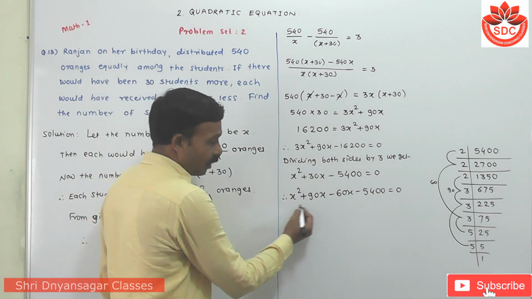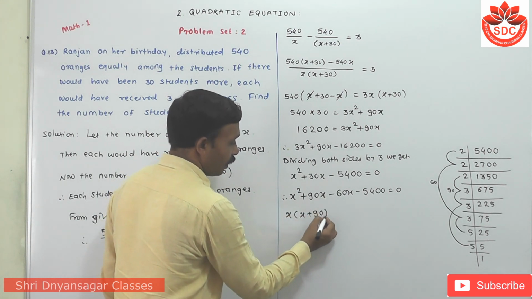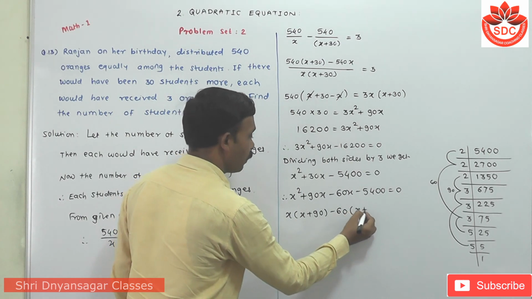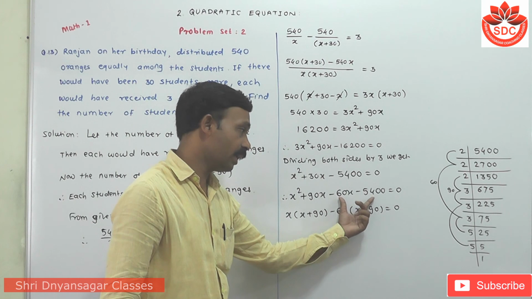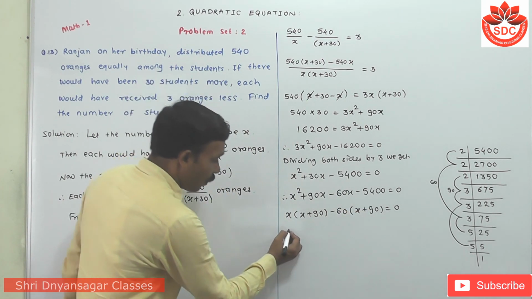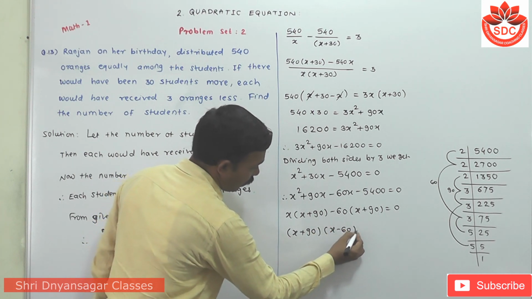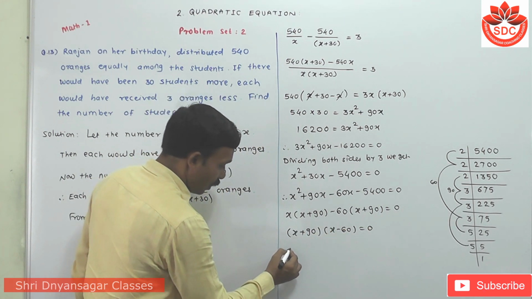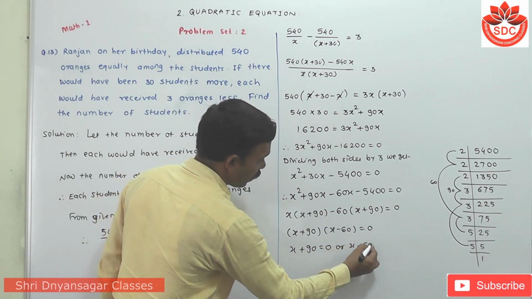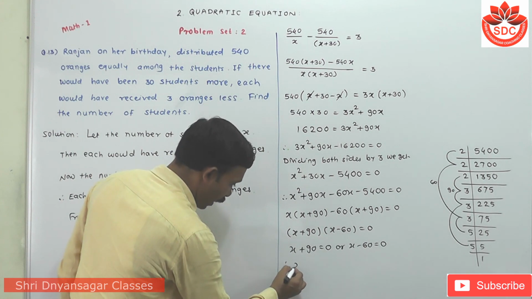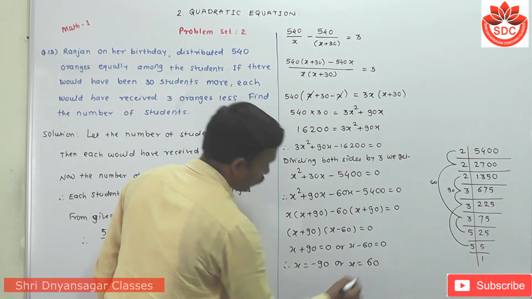Then make groups of the two terms: x in bracket x plus 90, minus 60 in bracket x plus 90 is equal to 0. When we multiply this minus 60 to this whole bracket, we get this value. Then take common bracket first, that is x plus 90. Another one is x minus 60 is equal to 0. Means x plus 90 is equal to 0 or x minus 60 is equal to 0. Means x is equal to minus 90 or x is equal to plus 60.